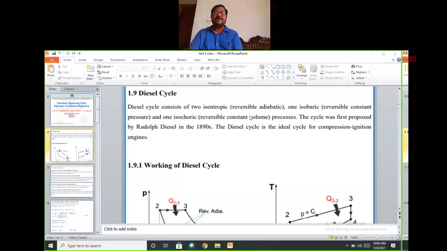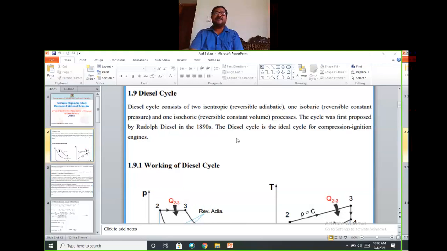As you all know, you have studied this in basic thermodynamics. In that you might have heard of isobaric and isochoric. Isobaric is nothing but the constant pressure process. Isochoric is nothing but the constant volume process. The cycle was first proposed by Rudolf Diesel in the 1890s. The diesel cycle is the ideal cycle for compression ignition engines. I said this earlier also. For compression ignition engines, usually the diesel cycle is referred.